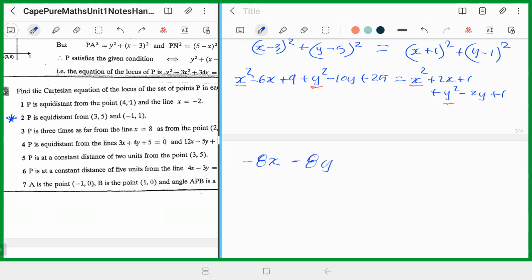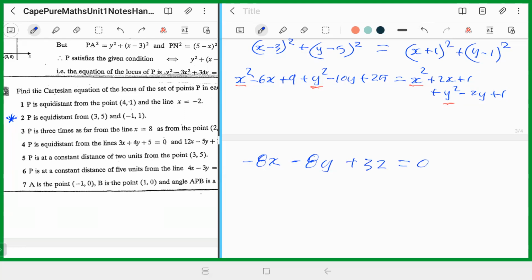Look at the numbers now. Well, this one, this is 2. All right, then that is 2, and this is 9 and 25 is 34. I'm going to subtract the 2 over here. 34 minus 2 is 32. So we're going to get plus 32 equals 0. Right? And then you can divide through by 8.